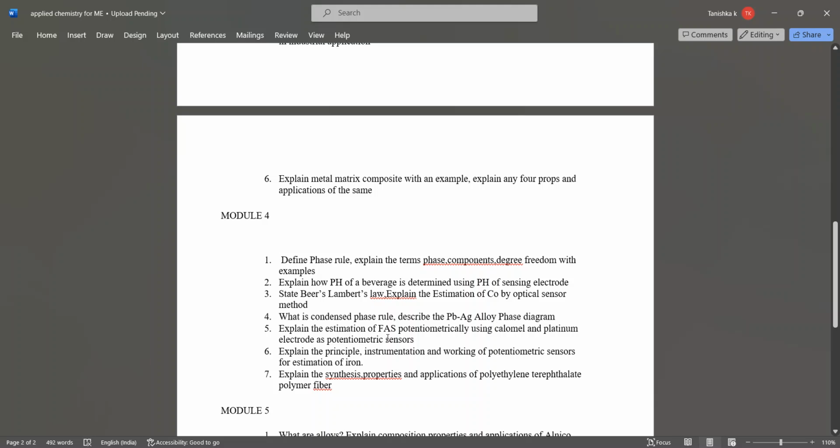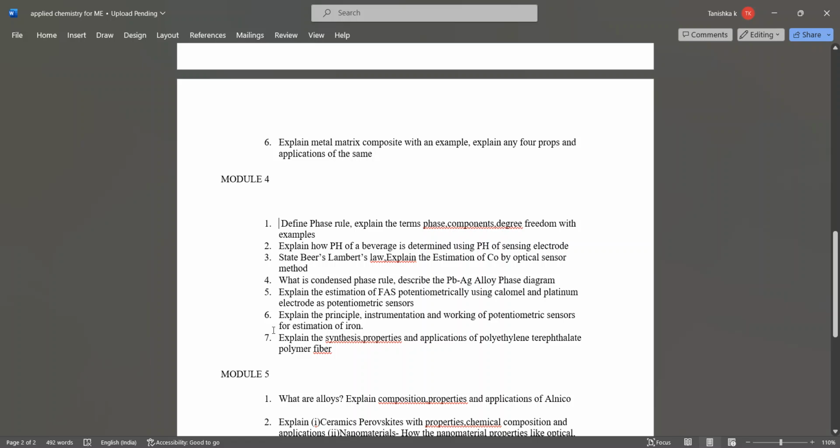Explain the estimation of FAS potentiometrically using calomel and platinum electrode as potentiometric sensors. Explain the principle, instrumentation and working of potentiometric sensors for estimation of iron. Explain the synthesis, properties and applications of polyethylene terephthalate polymer fiber.